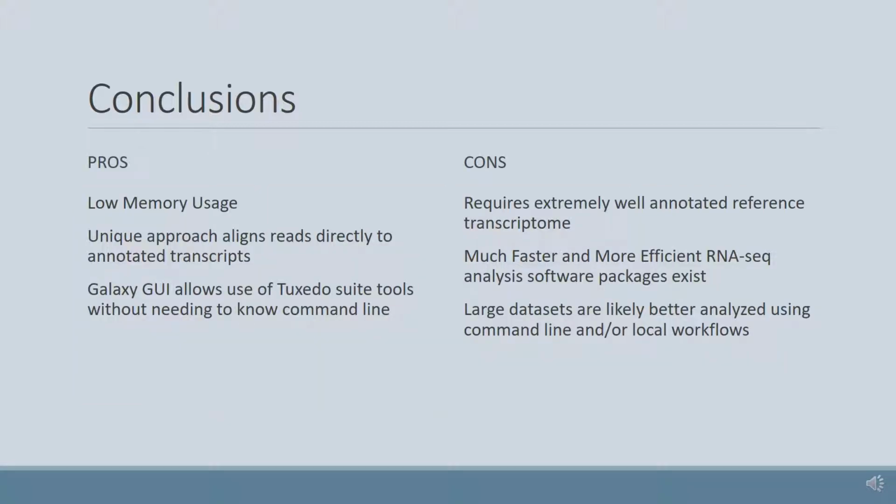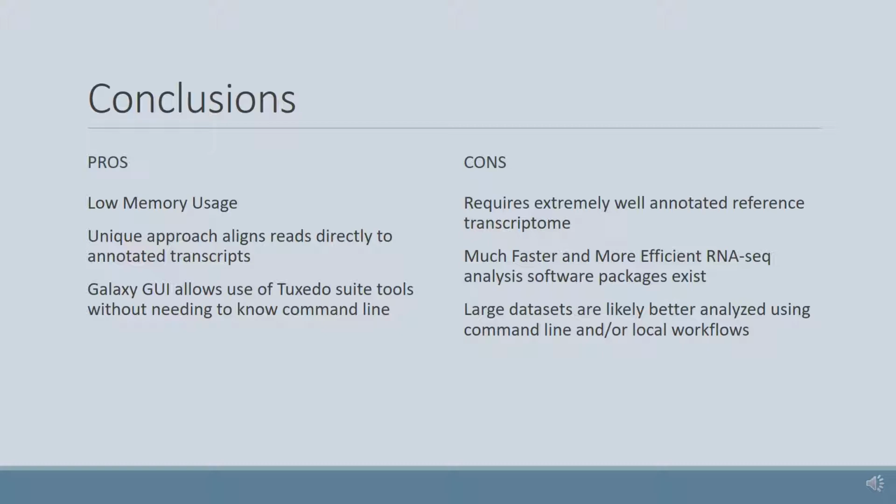So just some pros and cons about the Tuxedo package in general. It's really good about memory. It does not use very much, which is important for speed. And it does have a unique approach in that it aligns reads directly to the annotated transcripts, as opposed to a regular genomic reference sequence. We talked about on the other slide where Galaxy allows you to use all these tools without having to know really much about computers.